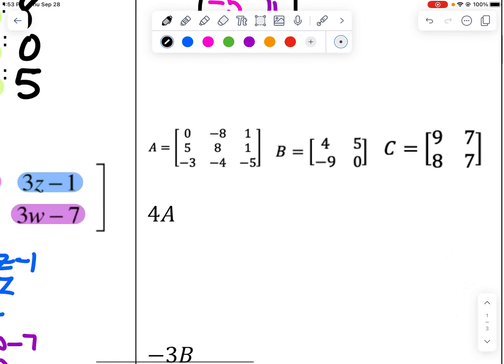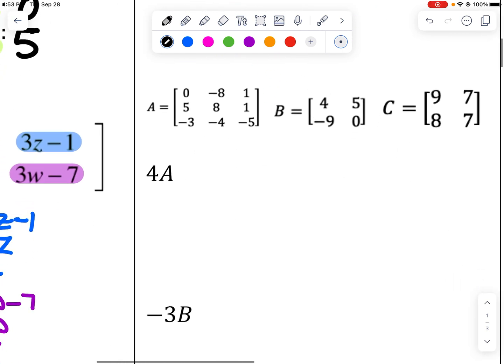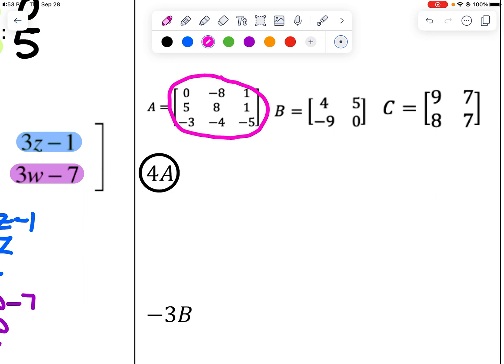And so we have 3 matrices here. But all it is asking us to do is to take 4 times A. So this is called scalar multiplication. All we're going to do is take this entire thing and multiply it by 4. So we're going to take 4 times every element.